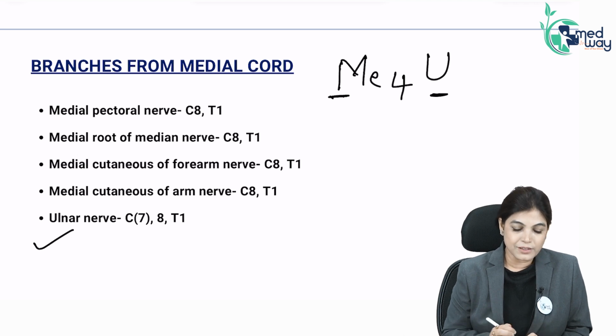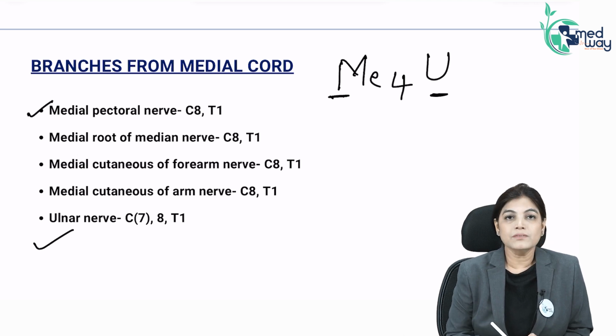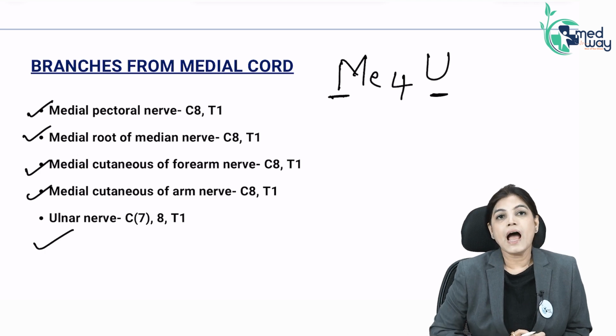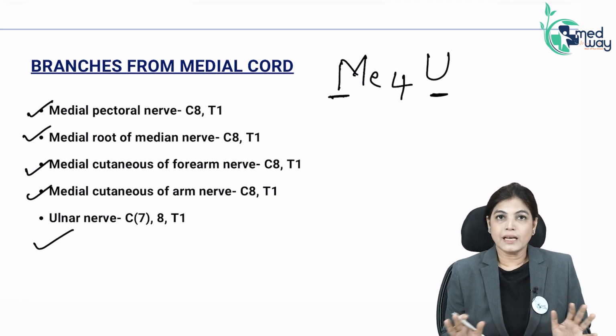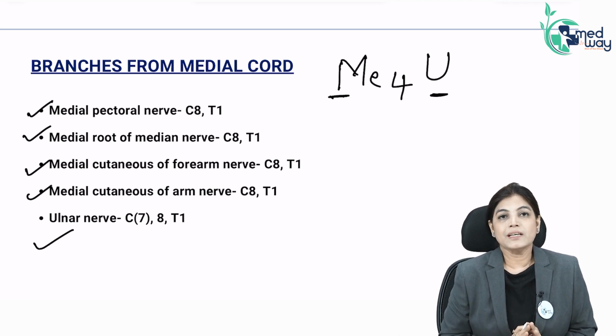Now, 4M stands for medial pectoral nerve, medial cutaneous nerve of arm, medial cutaneous nerve of forearm and medial root of median nerve. All these 4M are having the root value C8 and T1. So, done. By this small story, we are finished with all the branches of brachial plexus.